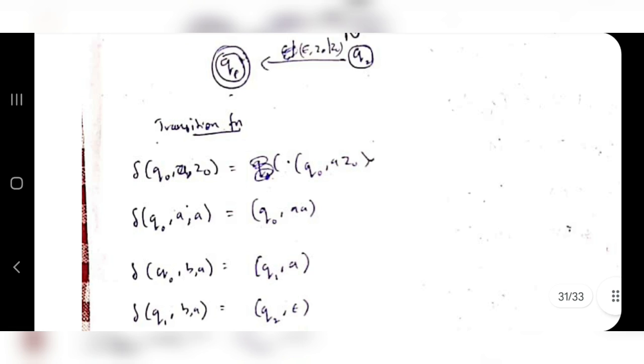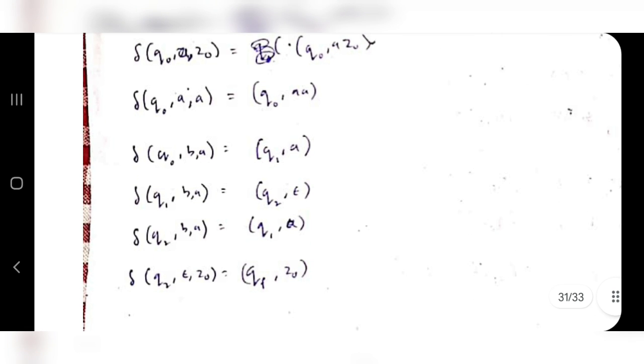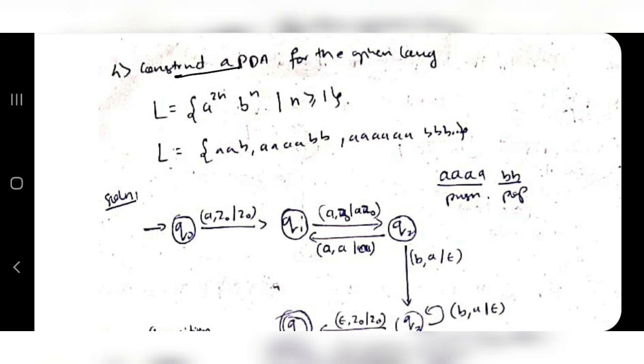In the same way, we will write the transition function also. So these are the transition functions. The next one is construct a PDA for the given language. Here we have A power 2n and B power n. The same thing, but we have 2 A's with 1 B. So whenever I encounter 2 A's, I will be popping once. This is the same thing here, first A, second A.